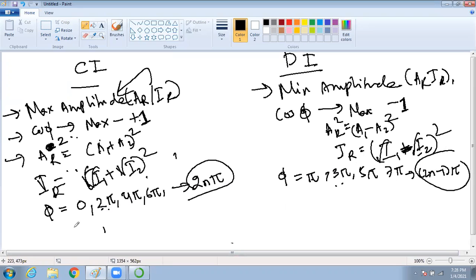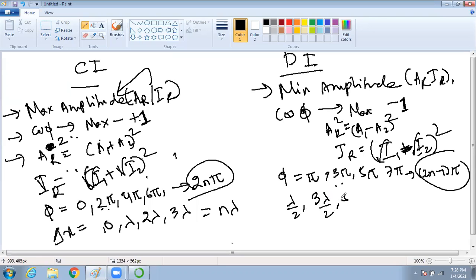What about delta x? Path difference. Your path difference will be what? 0, lambda, 2 lambda, 3 lambda. So it will be n lambda. But what about here? It will be lambda by 2, 3 lambda by 2, 5 lambda by 2. Then the generic formula will be (2n minus 1) into lambda by 2.